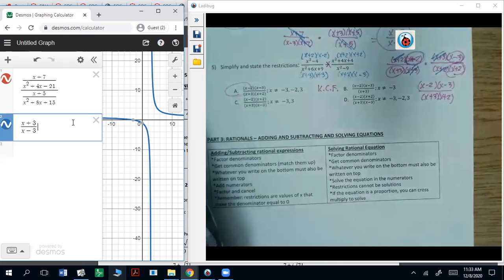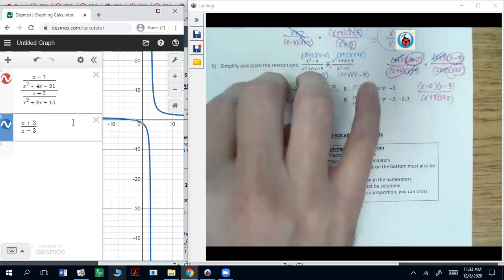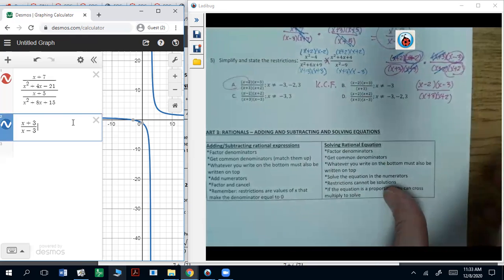But when you're graphing that, you can verify the original in this expression here, which I'm not going to do in this video.